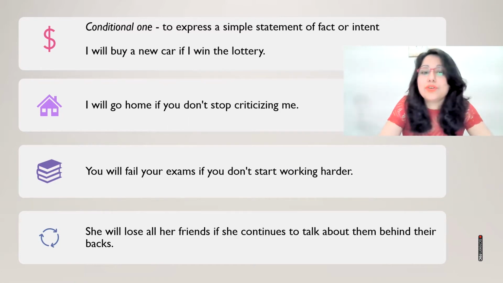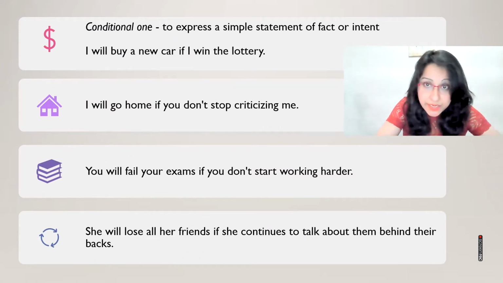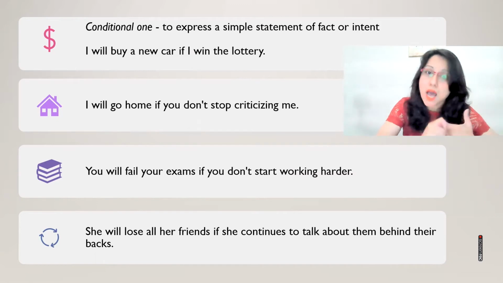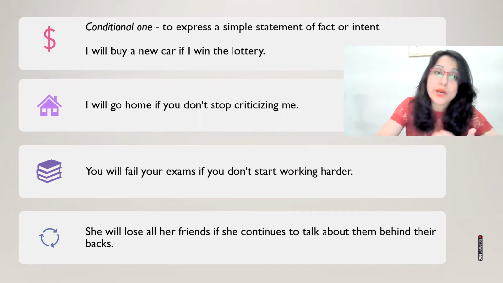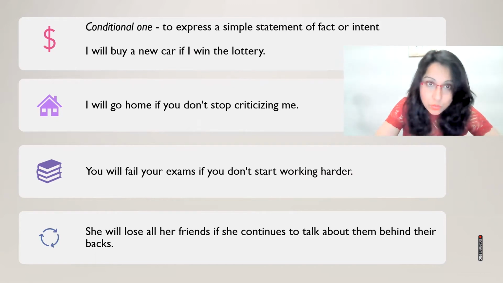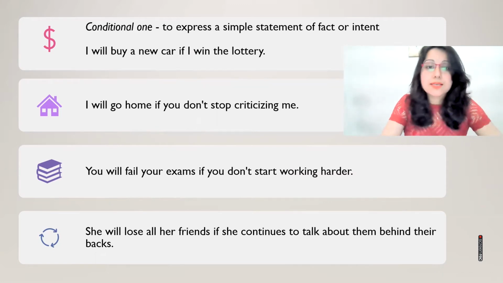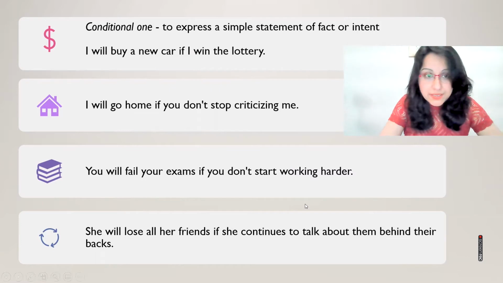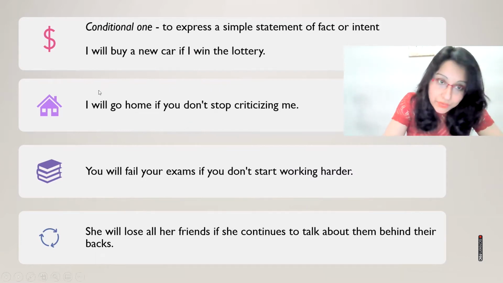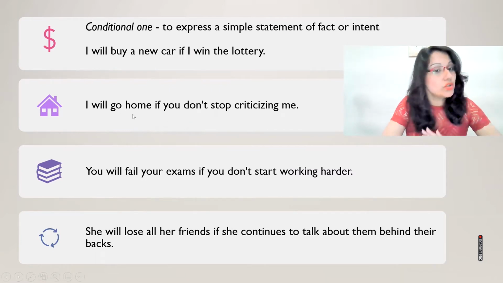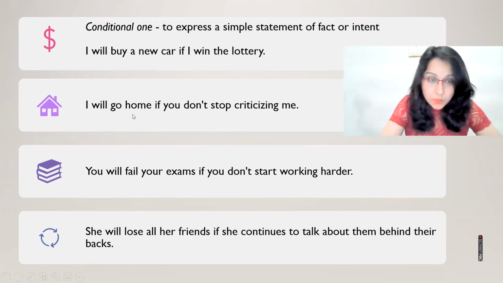That's what happens. You lose your friends, isn't it? So this is your first conditional that expresses a simple statement of fact or intent. How do we form it? We form it by using our present simple with if and will in our main clause. When we start our sentence with if, we place a comma. When we start with will, that is your main clause, you do not place a comma, okay?